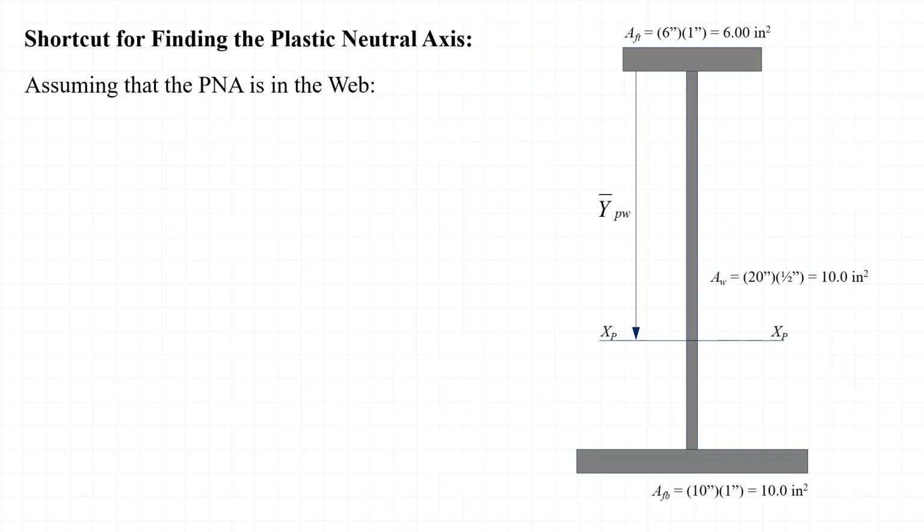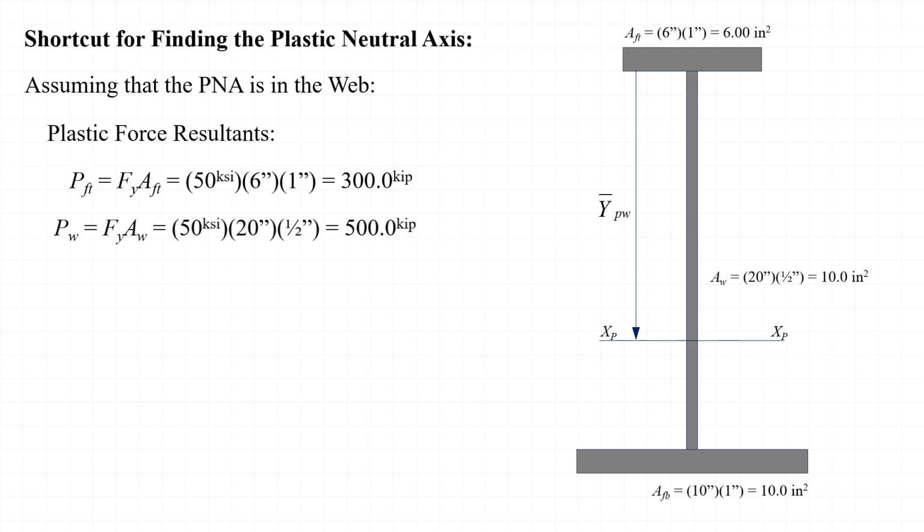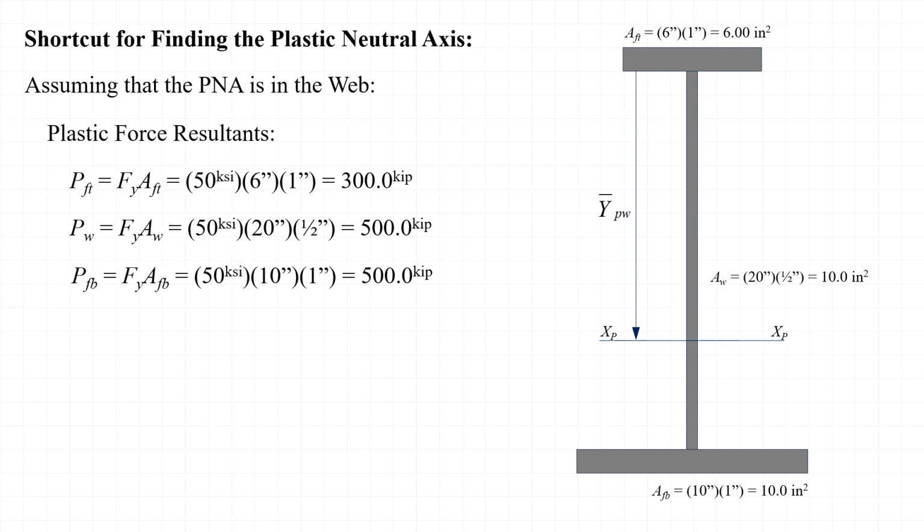At this point, let me show you a shortcut that I often use for finding the plastic neutral axis in an I-shaped section. We'll start again with the assumption that the plastic neutral axis is located in the web of the section, and then we'll write equations for the plastic force resultants for each of the cross-sectional elements like we did before. However, instead of breaking the web into 2 parts, one for the part above the plastic neutral axis and one for the part below, I'll simply calculate the force resultant for the whole web at its yield stress. I'll call this P sub W, which is short for P sub web.